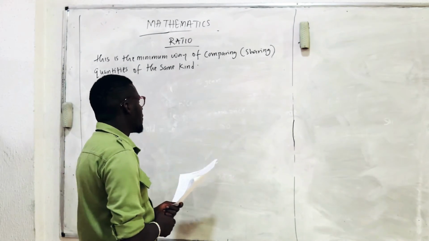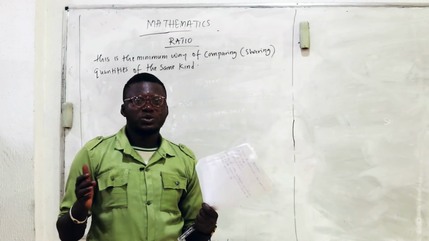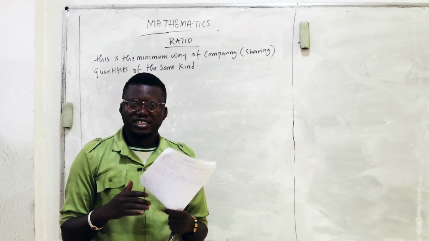Now, when solving questions under ratio, you must ensure that the units are uniform before you solve. The units must be expressed uniformly.